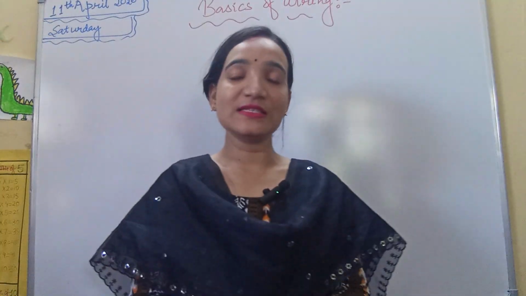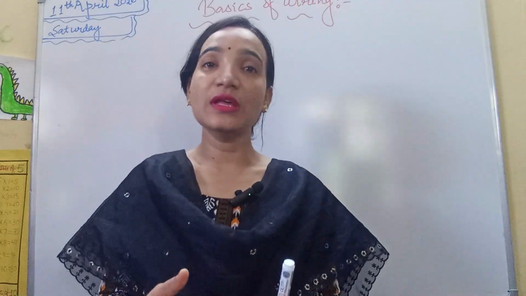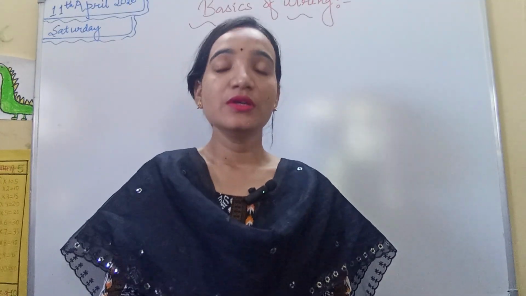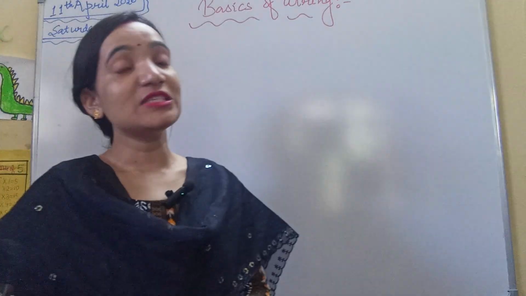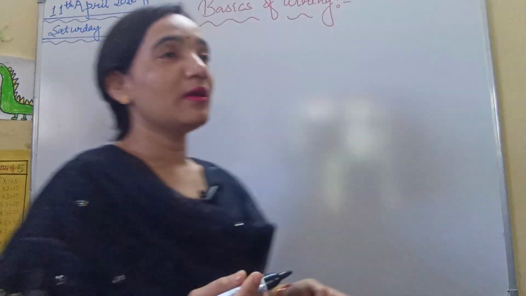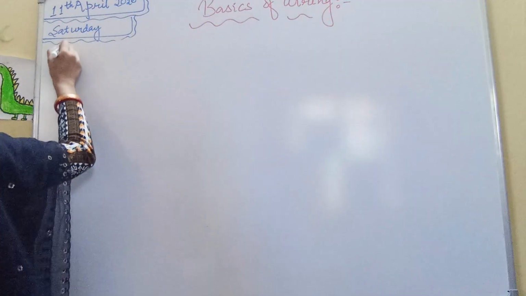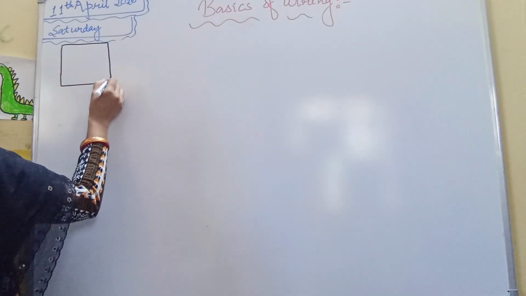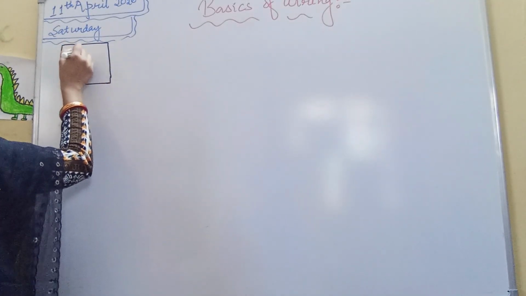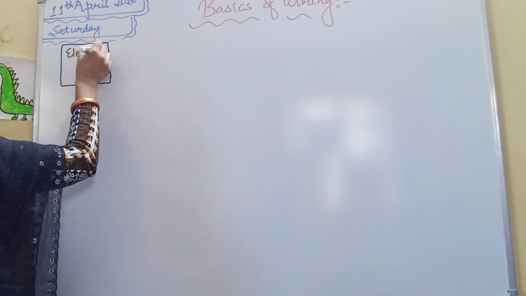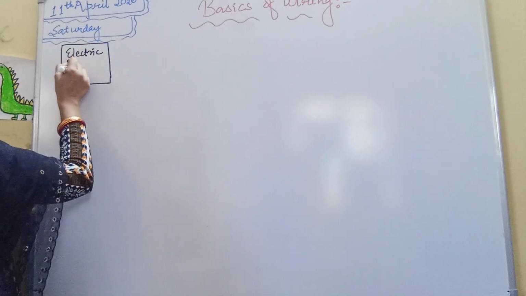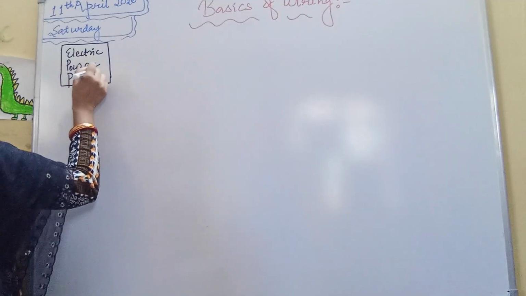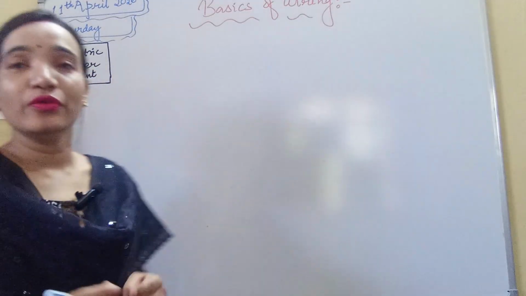So let us first understand how we are getting electricity in our home. We know that electricity is generated in an electric power plant. Let us understand it through a block diagram first. Here is the electric power plant, where the electricity is generated, and electricity can be generated in various ways.